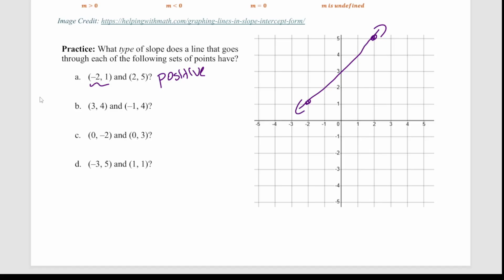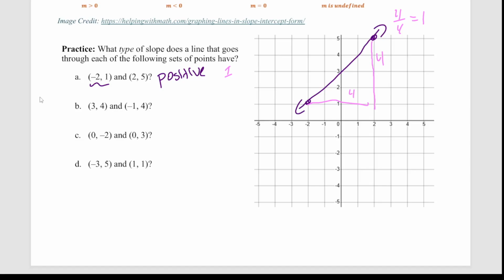We could find out exactly what the slope is similarly by seeing that we rose 1, 2, 3, 4. We ran 1, 2, 3, 4. 4 divided by 4 gives us 1, so it is a positive slope of 1.